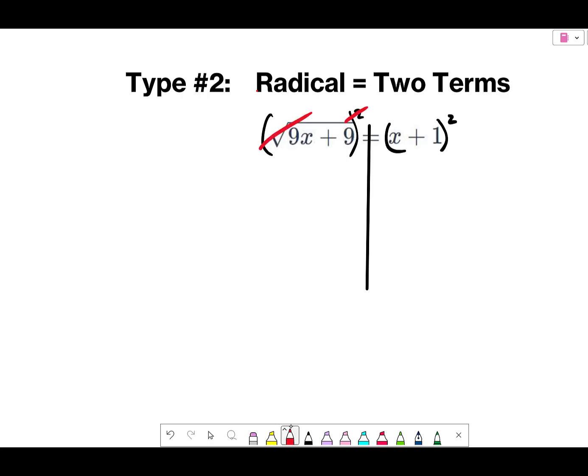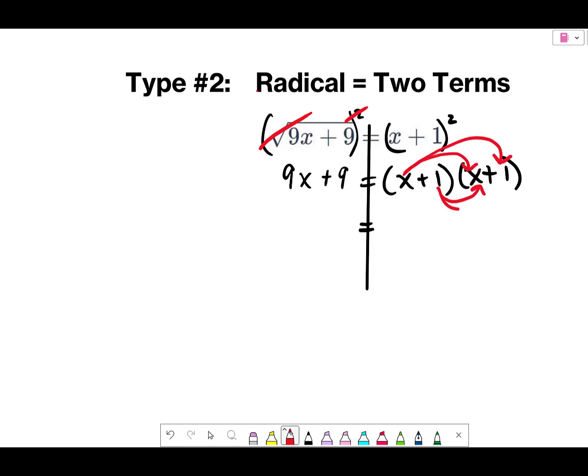Okay, this gets eliminated. So now I have 9x plus 9. Now the problem on the right side is there's nothing for me to cancel, so I'm actually going to separate it out. This exponent means that I have 2 of these, okay? So I have 2x plus 1. So here's my first one, here's my second one. We separate it out. Okay, now what we're going to do next is we are going to FOIL or distribute. So we're going to go 1, 2, 3, 4.